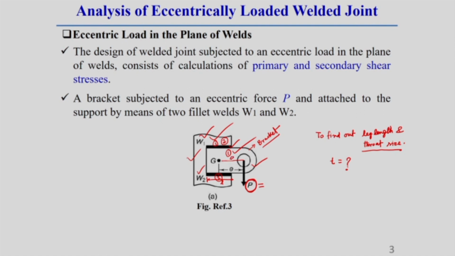This distance I am representing as E. The distance between the CG and the loading position, let us call it O. So GO is the eccentric distance E. P is also given, but this eccentric distance E we have to find out. How we can find out this eccentric distance, I will discuss in detail in a subsequent slide.